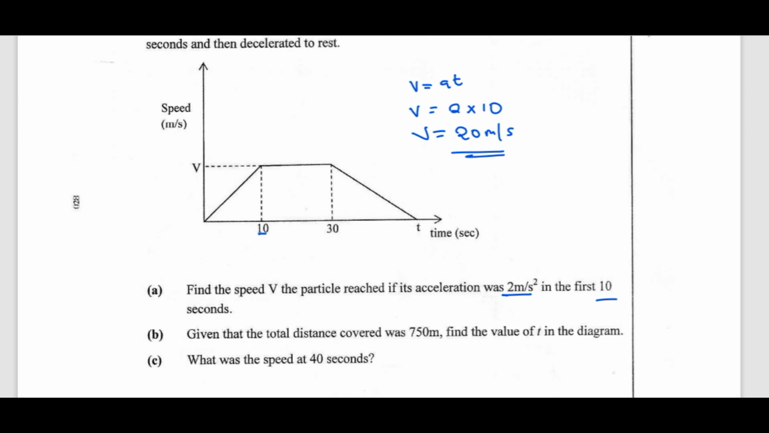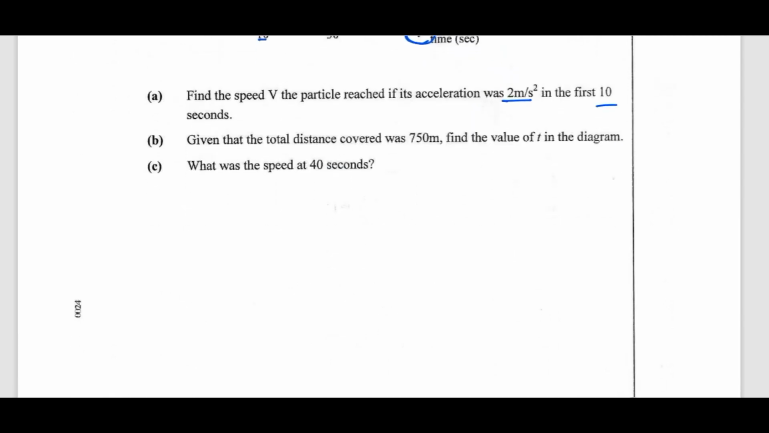Given that the total distance covered was 750 meters, find the value of t in the diagram. How do we find the value of t? We say distance is the average, so 1 over 2, and then in brackets time 1 minus time 2, and then the velocity. Distance is 750, equals 1 over 2, times 20 minus t2, times the velocity, which is 20. So we can cancel 2, and here it is 10.